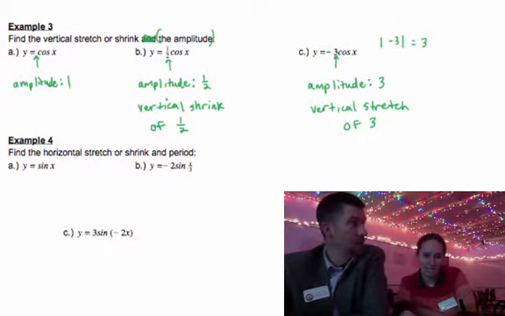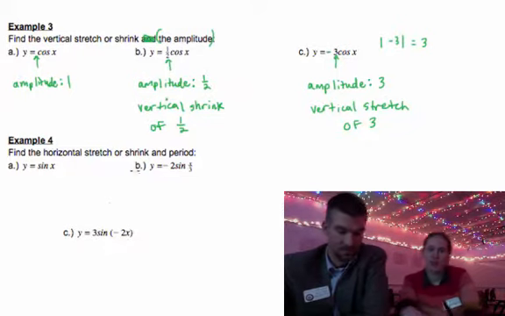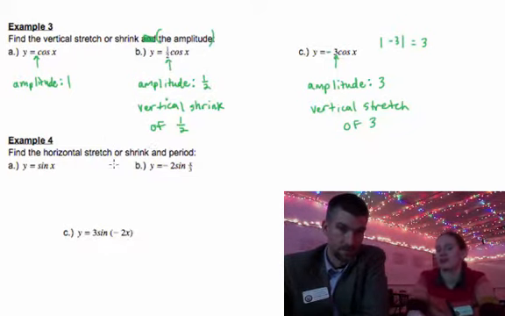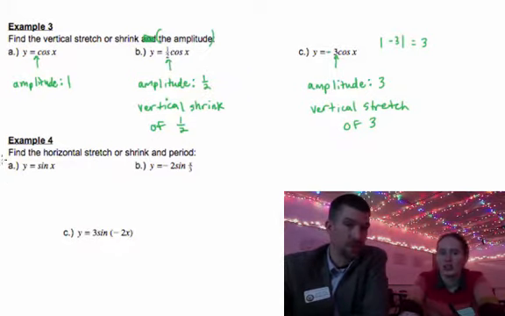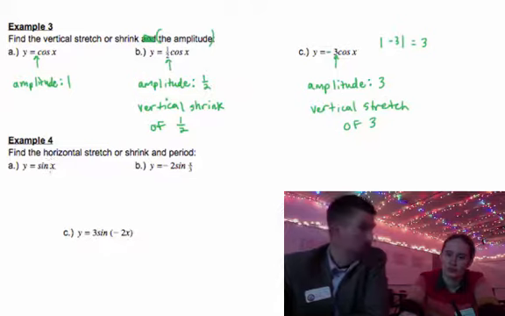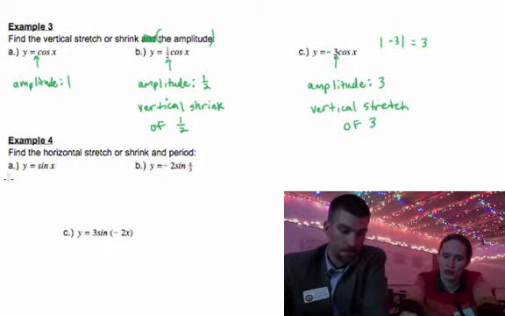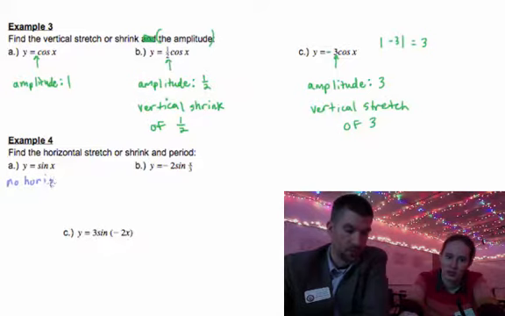Now, these two things on example 4, find the horizontal stretch or shrink and period. Again, we've got our parent function to start with, so there really is nothing going on in that. There's no horizontal stretch or shrink. It's just normal as can be.